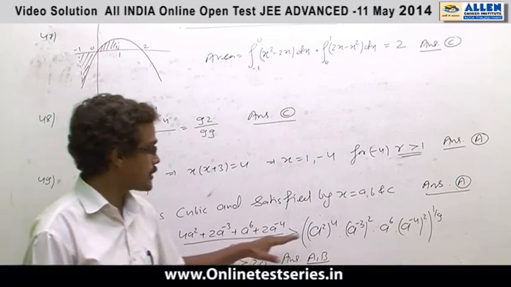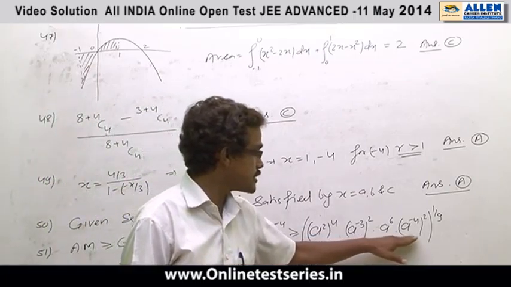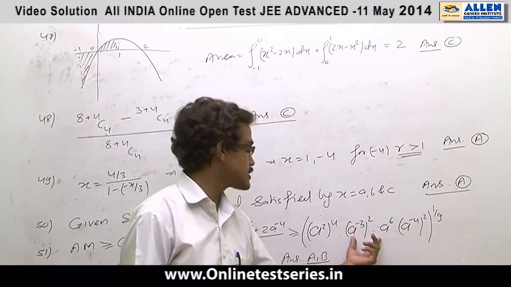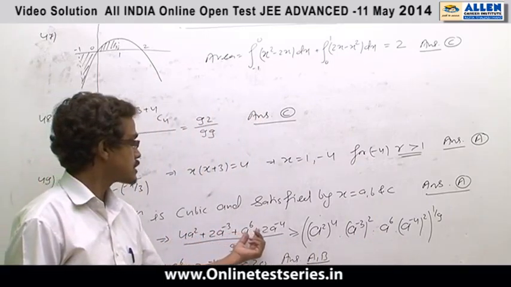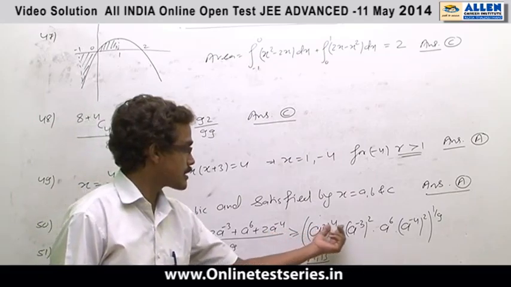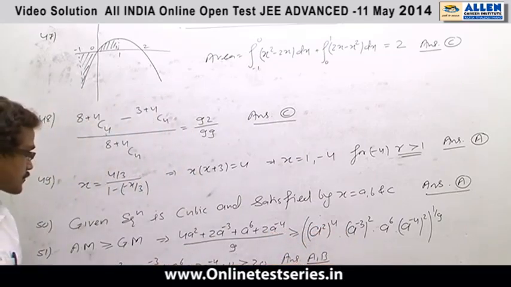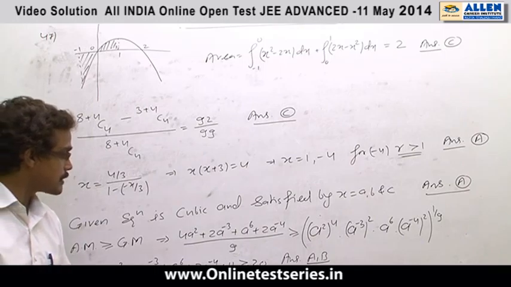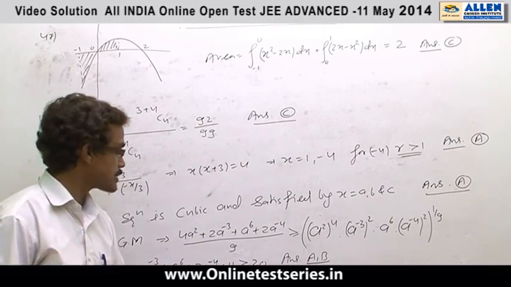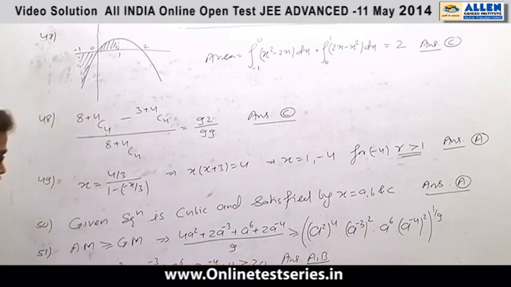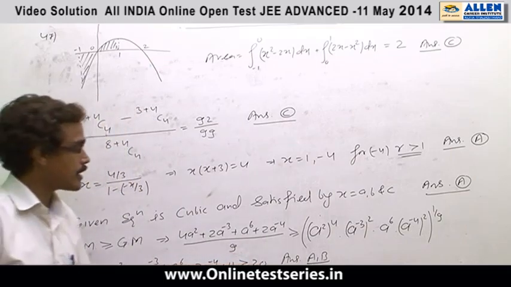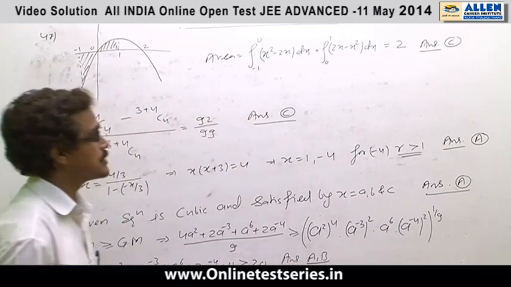So this is divided by 9, and the product of these 9 numbers raised to power 1 by 9 is 1. So 4a square plus 2a power minus 2 plus a power 6 plus 2a power minus 4 will be greater than or equal to 9, and the given expression 4a square plus 2a power minus 2 plus a6 plus 2a power minus 4 plus 11 is greater than or equal to 20. Options A and B are 15 and 19, and clearly 20 is greater than 15 and 19. So options A and B are correct for this question.